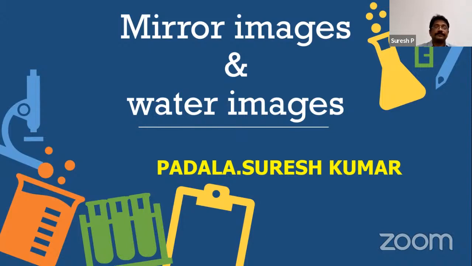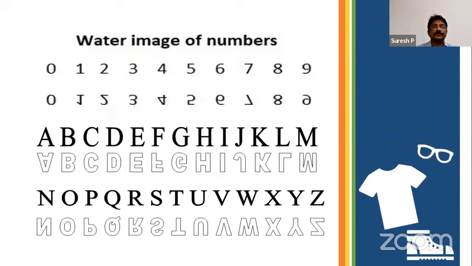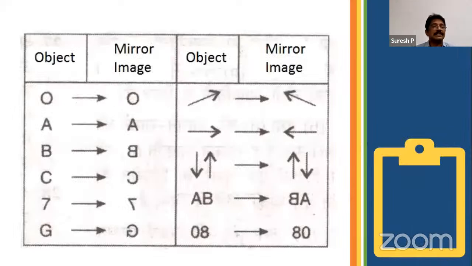Now we'll see. So first, let me say water images. Okay. So here the first one is object and its corresponding mirror image. Okay, when you consider the object, here I'm using all the things like letters, numbers, symbols. Okay, so what is its corresponding mirror image?